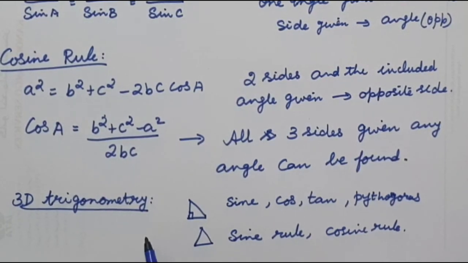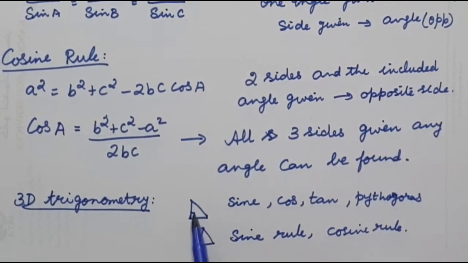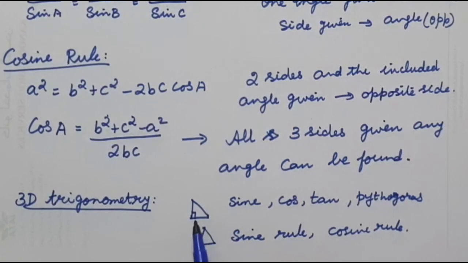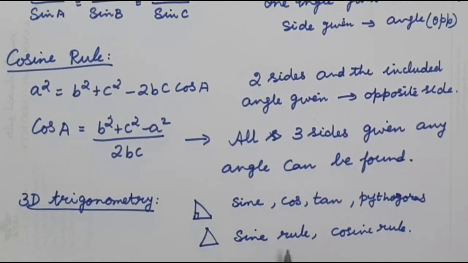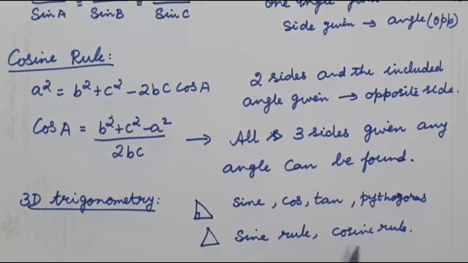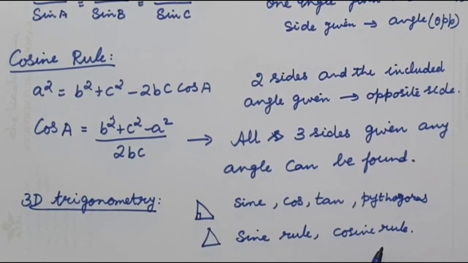For 3D trigonometry, it is necessary that we draw out the triangles. When it is a right angle, we use sine, cos, tan and the Pythagoras. When it is a non-right angle triangle, we use the sine rule and the cosine rule for finding the unknown measures and the angles.